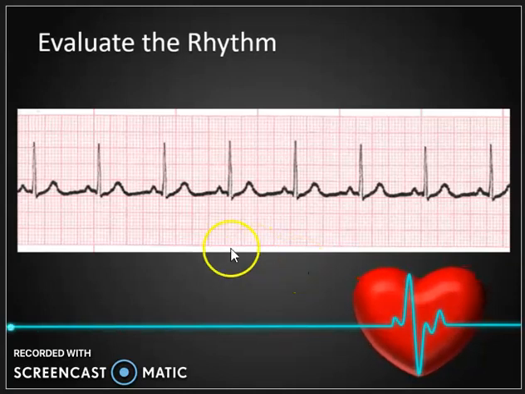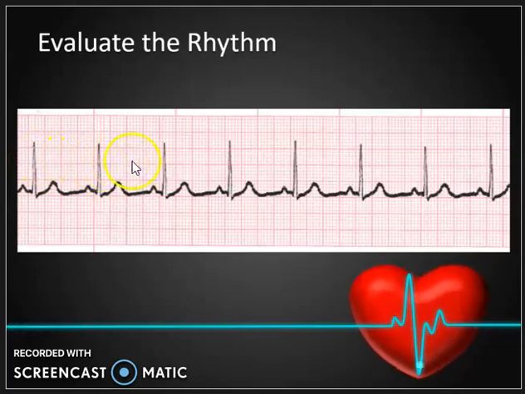So let's look at our first rhythm here. Is this rhythm regular or irregular? We're going to look at these QRSs. This looks like a regular rhythm. Now, is the rate within the normal range of 60 to 100, or is it above or below 100? This looks to me like it's within the normal range of 60 to 100.